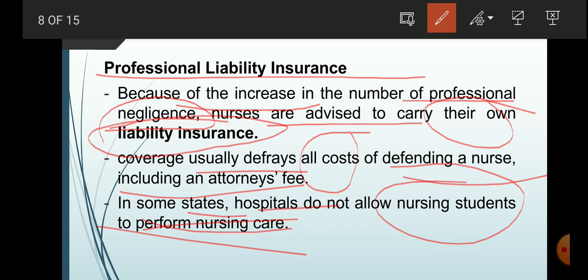Some of the nurses on duty would allow the students to perform intradermal injections, intramuscular, even intravenous medication. Somehow they allow that as long as they are going to accept the liability. Of course they are going to supervise you, but some states do not allow that specific nursing care or allowing nursing students to perform the procedure.